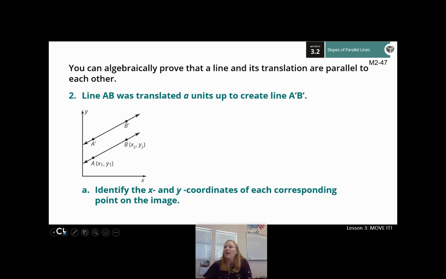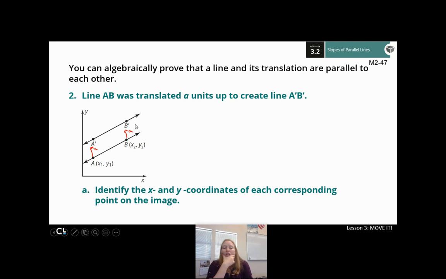So here I have line AB, and here are my coordinates x1, y1, x2, y2. They're not that exciting. I don't have numbers for them. And line AB was translated up A units. So it's a little a. Sorry for my super bad writing. To create line A prime, B prime. So when you see those little marks, we say prime. So A prime, B prime.